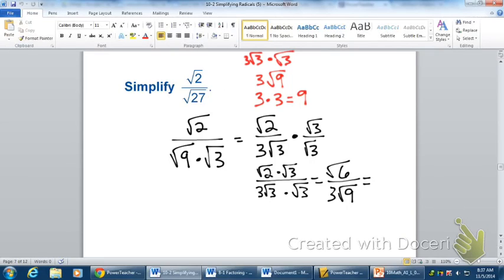So you just told me the square root of 9 is going to be 3. So up top, I got the square root of 6, and in the denominator, I got 3 times 3. Now, to simplify that answer, just multiply 3 times 3 in your denominator. And your final answer is going to be the square root of 6 over 9.